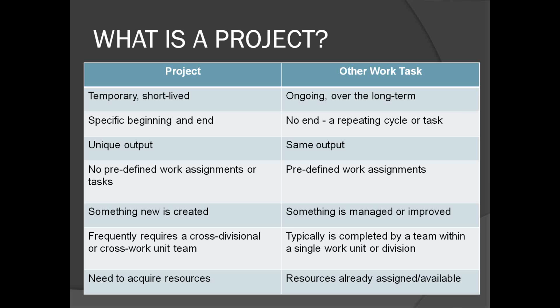The difference between that and other work tasks is that other work tasks are usually ongoing and continuous, the monotony of life in work. There's no end. It's a repeating cycle or task. You always have the same output. You have predefined work assignments. Something is managed or improved. It's not necessarily something new; it's something already existing that you're just building upon. Typically, another work task can be completed by just a team within a single work unit, not spread out across multiple teams or divisions. And the resources are usually readily available or already assigned to someone.